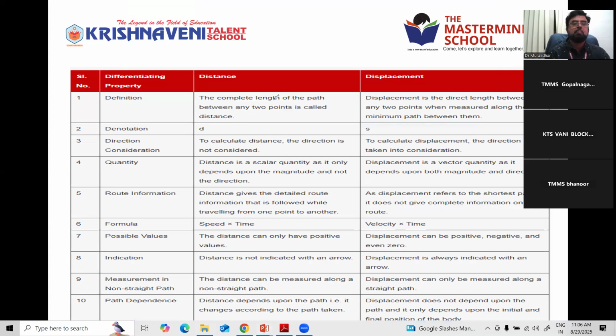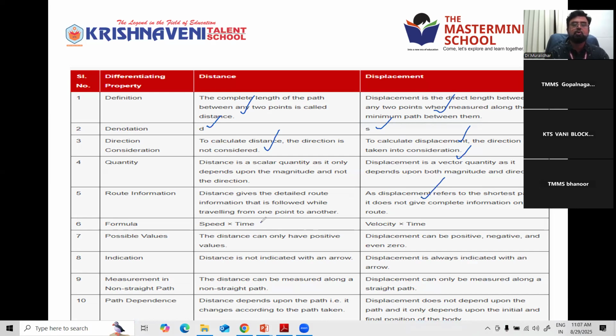Distance is the complete length of the path between the 2 points. Displacement is the direct length between any 2 points when measured along the minimum path between them. Distance is denoted by D, displacement by S. To calculate the distance, the direction is not considered. To calculate the displacement, the direction is taken into consideration. Distance is a scalar quantity, displacement is a vector quantity. Distance gives the detailed route information that is followed while traveling from one point to another, whereas displacement refers to the shortest path.